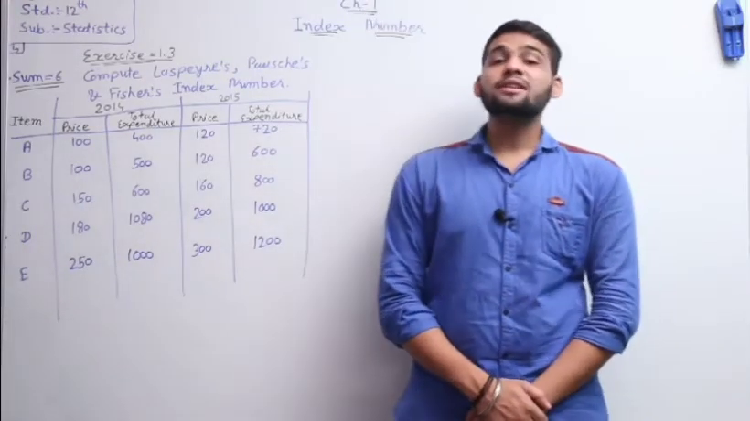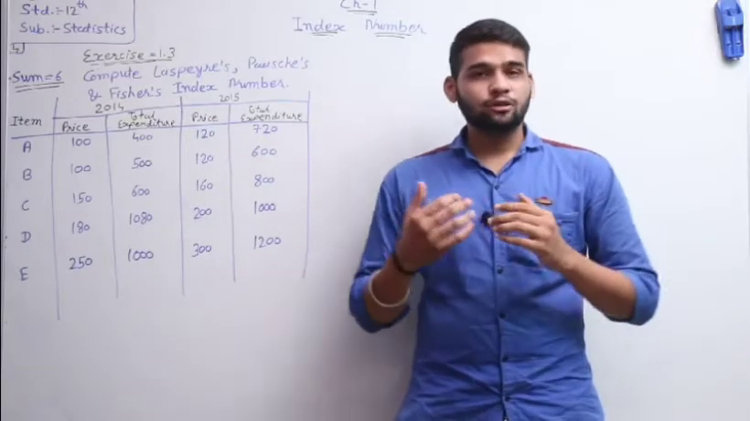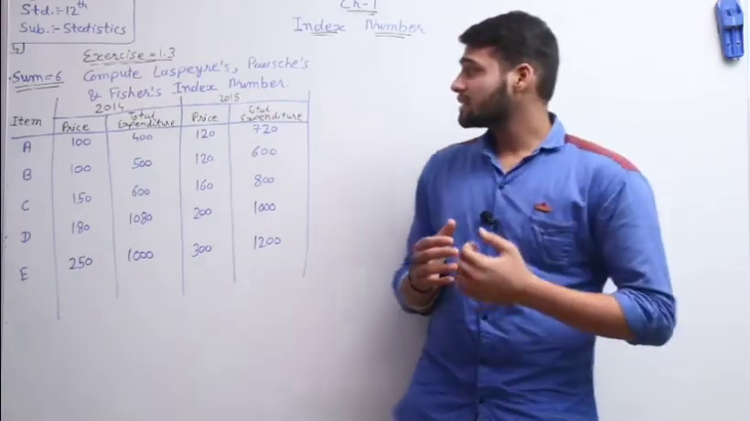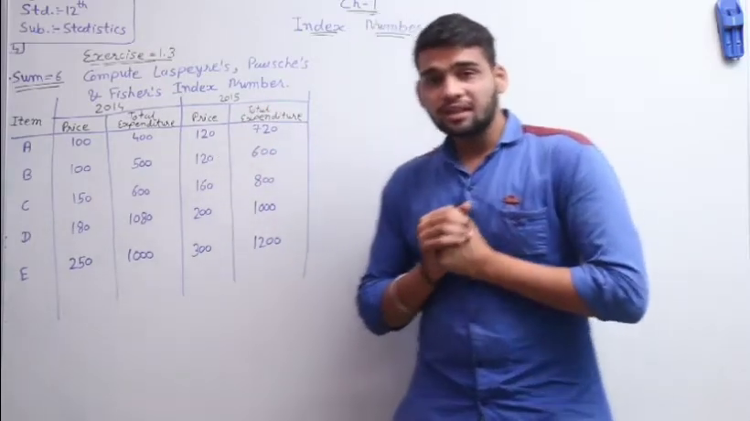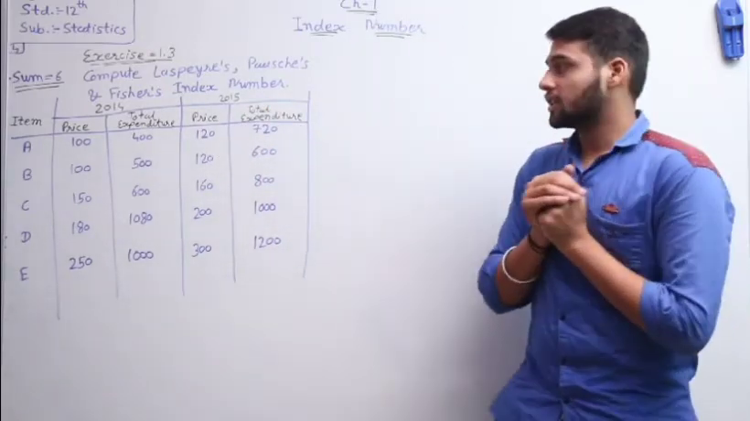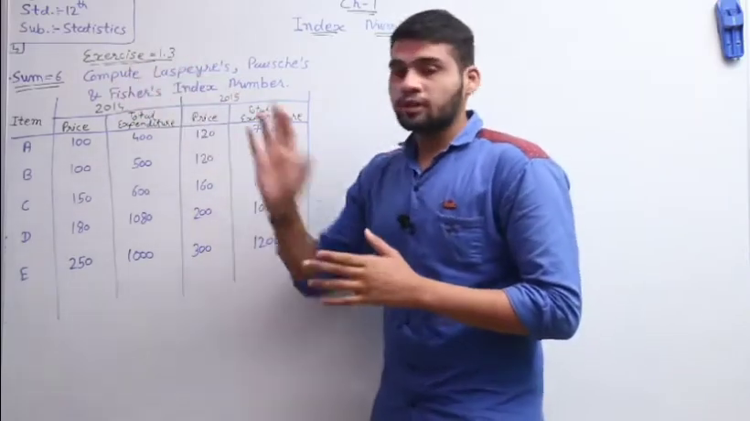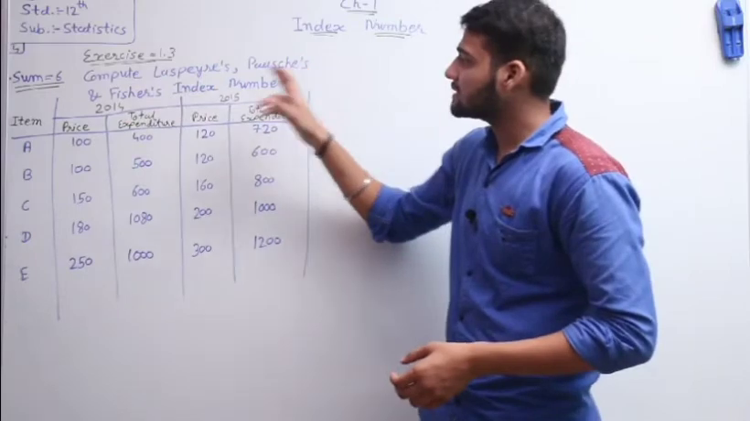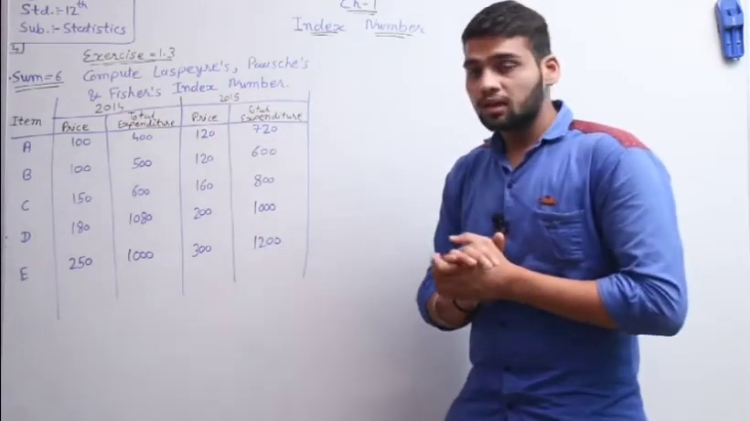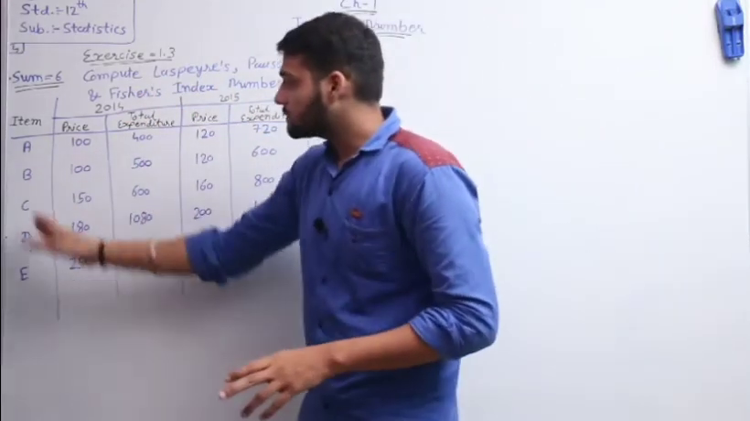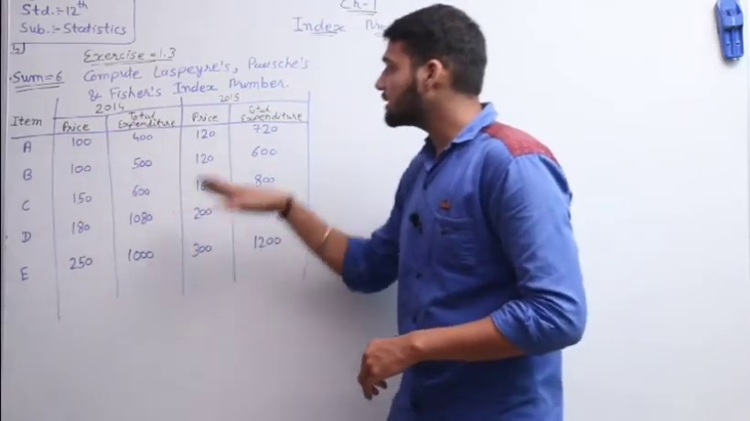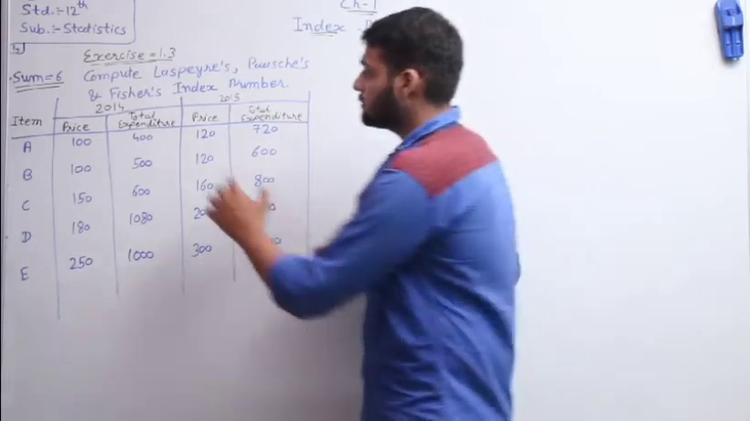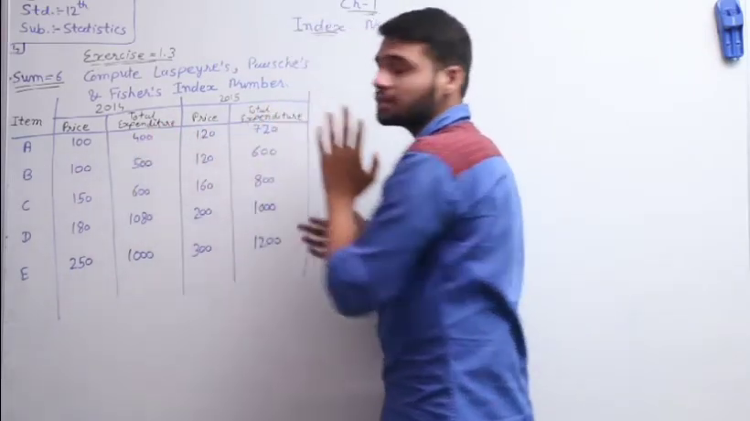In the previous lecture we discussed how to convert price and quantity. I hope you all understood. Okay students, let me see the third type. What is the third type? Total expenditure. Here, exercise 1.3, sum number 6: compute Laspeyres' and Paasche's index numbers and the Fisher index number. First of all, we have the items column, then price, total expenditure, price and total expenditure. So in this sum we have a total expenditure column.